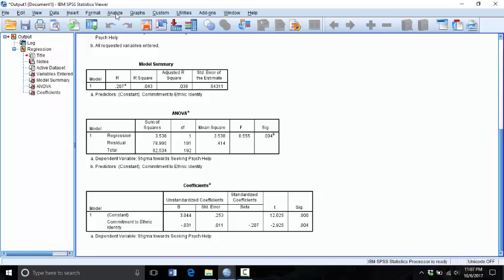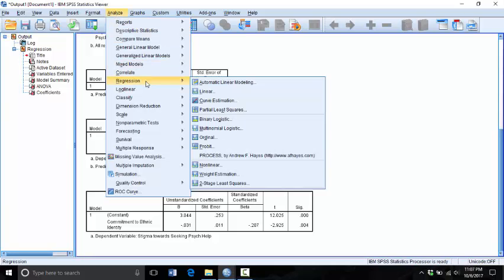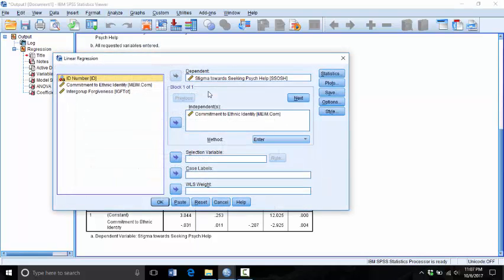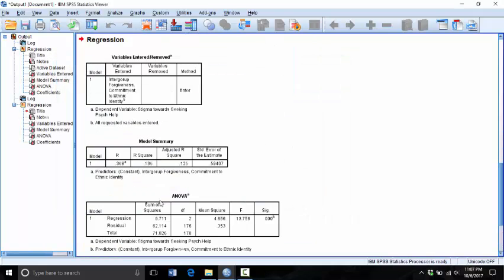And again, we'll just go up to Analyze, Regression, and Linear. What we had before is already here. Again, we have our dependent variable, which is stigma, and our independent variable, which is commitment to ethnic identity. But let's also see if intergroup forgiveness might be helpful in predicting our outcome variable. So we just brought that over, and now we'll click OK.